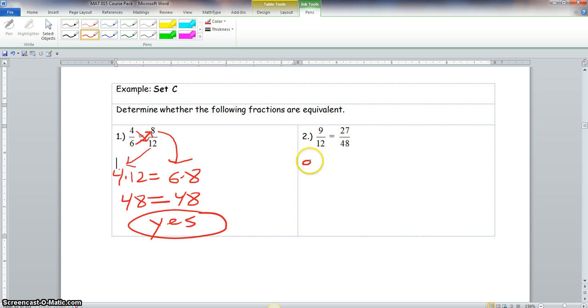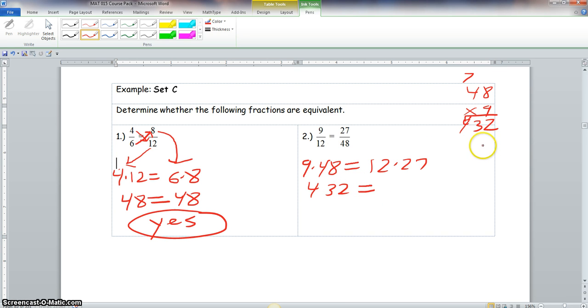We would take 9 times 48 is equal to 12 times 27. Now we could take 9 times 48 to the side. We could put the 48 first and make it a little easier. 8 times 9 is 72, carry a 7. 9 times 4 is 36, plus 7 is 43. So this will give you 432.